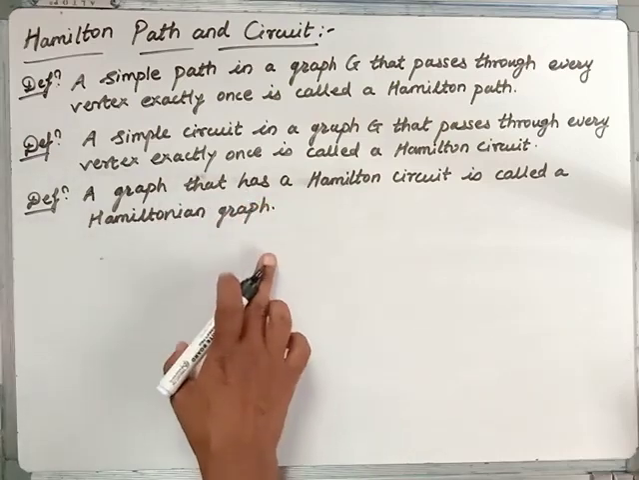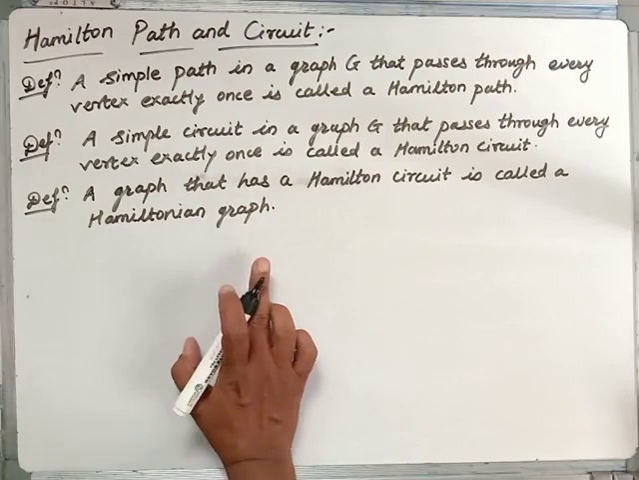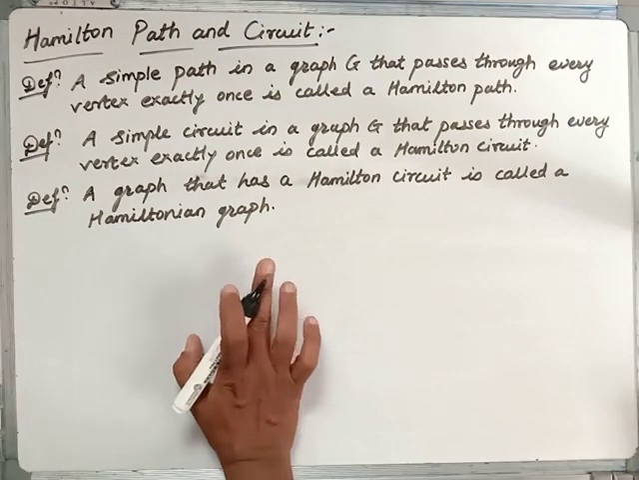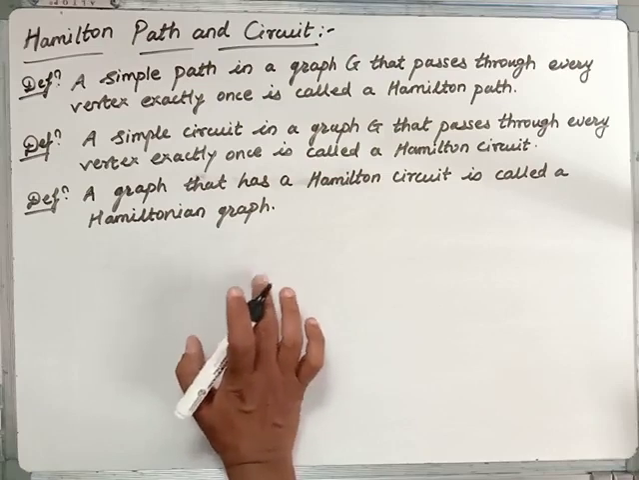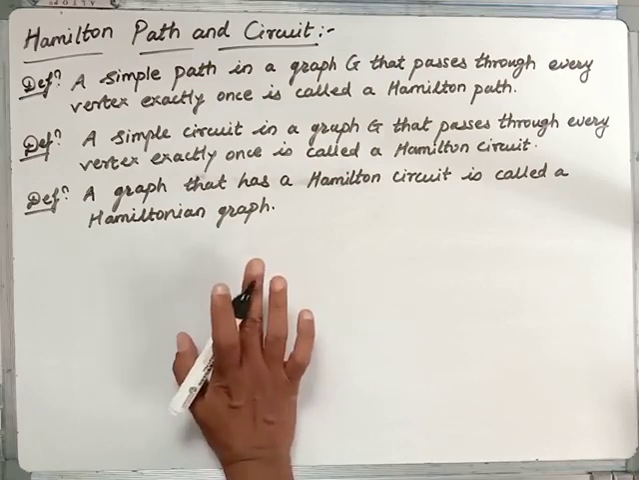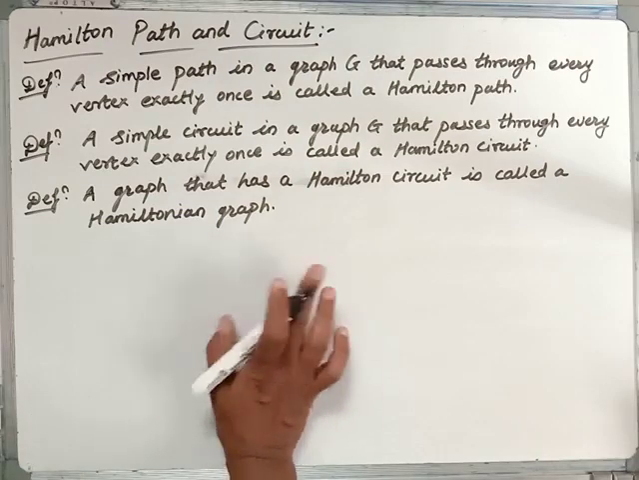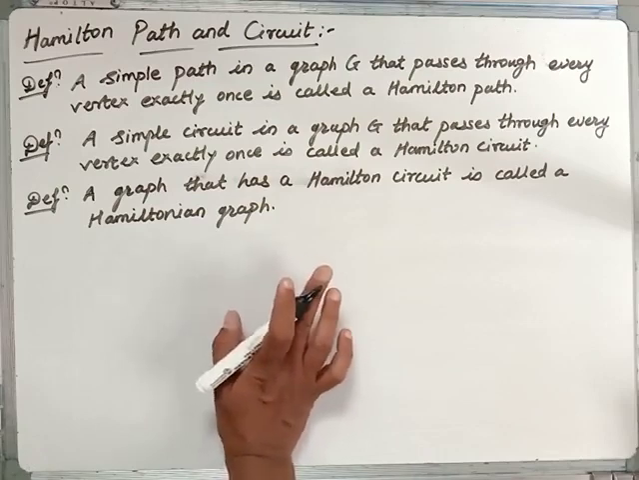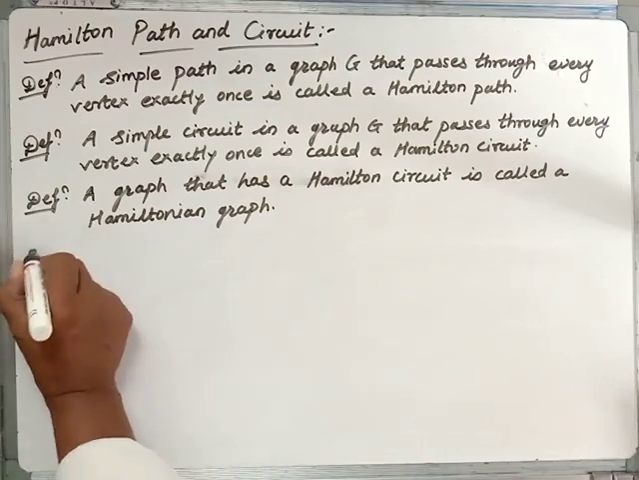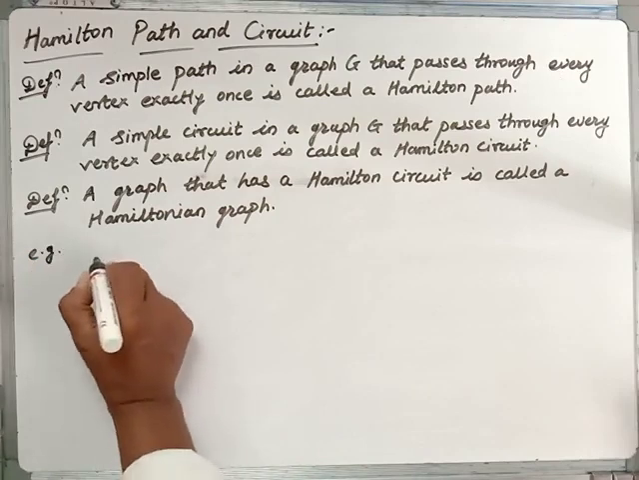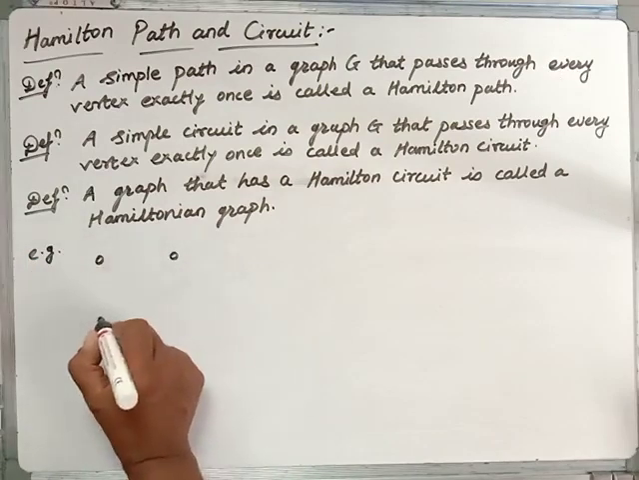Now here it is not required that each edge should come, but each vertex should come exactly once. If such a circuit is there, then that is a Hamilton circuit, and if such a path is there, then that is known as the Hamilton path. But it is not required that all edges should come in that. For example, now let me give the graph.